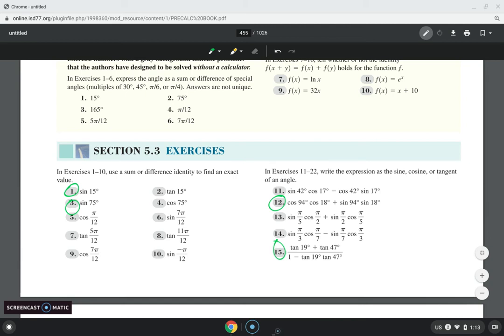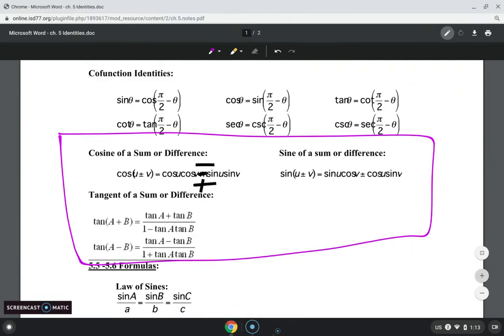All right, this is pre-calc lesson 5.3. Going to go through some sum and difference identities. So here we go. If you look at your formula sheet for chapter 5, we're going to focus on the cosine sum or difference and the sine sum or difference, and then we'll talk a little bit about tangent sum or difference. Notice on cosine, you got the sign change.